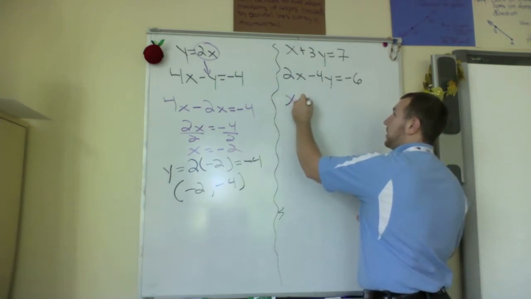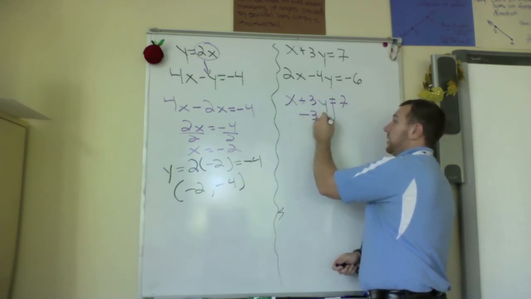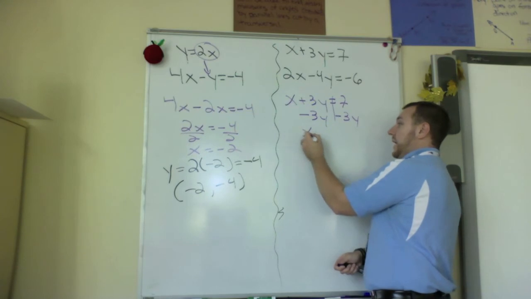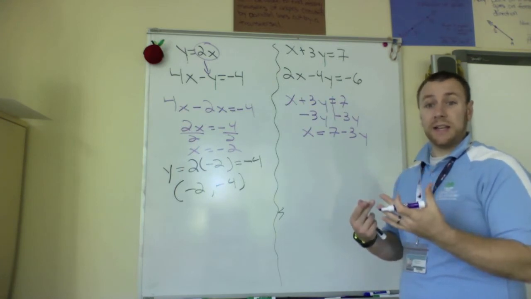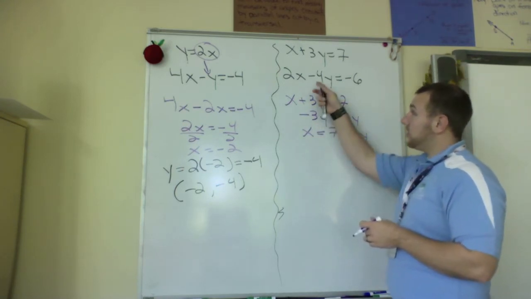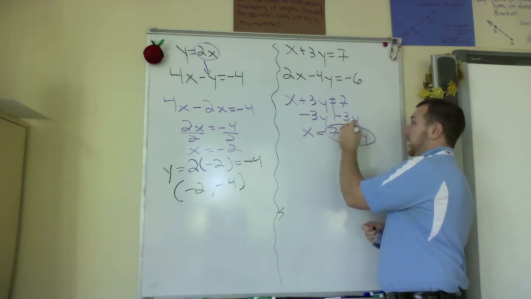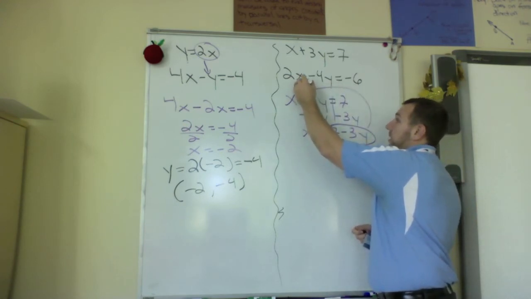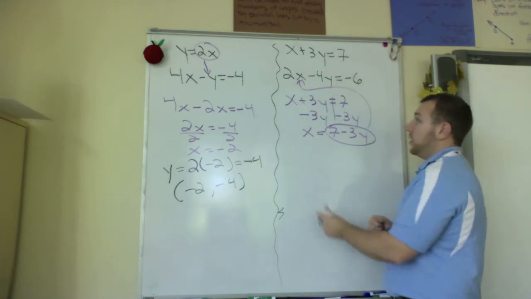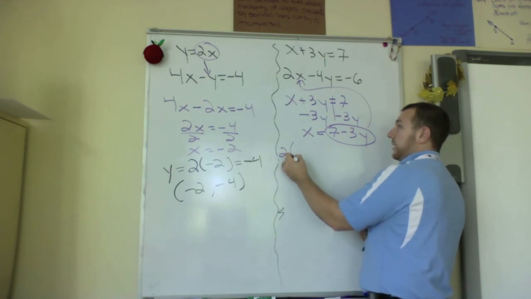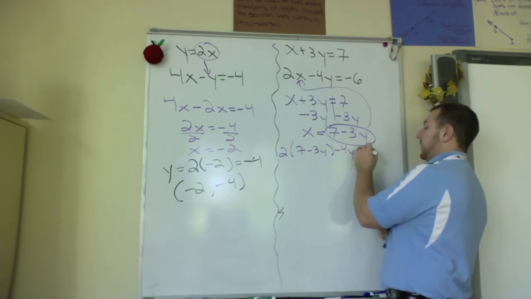So I'm going to take this x plus 3y equals 7. I'm going to solve for x. I'm just going to get rid of this 3y, and I'm going to get x equals 7 minus 3y. Alright, I got x alone. Now to solve this system, I take this equation right here and replace this x in the other equation. So I'm going to get 2 times 7 minus 3y minus 4y equals negative 6.